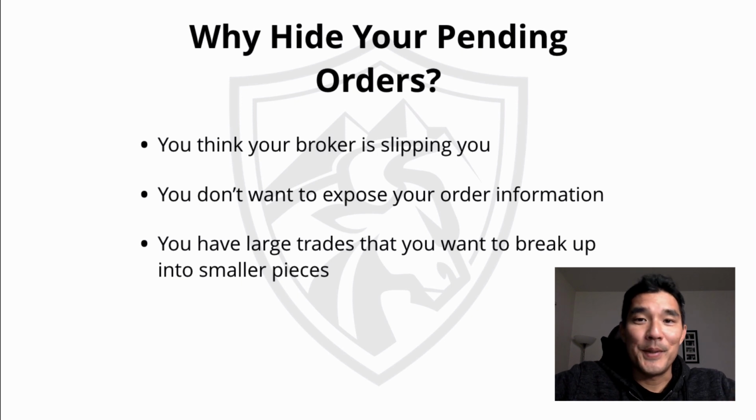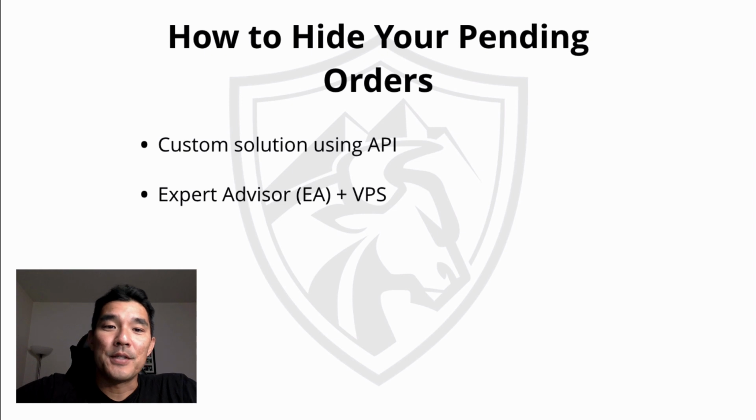Now let's take a look at how to do it. There are basically two ways to hide your pending orders. Number one, you can create a custom solution using an API. An API is an application program interface, and that's what you use to communicate with the broker to execute trades. Let's take a look at a couple examples.